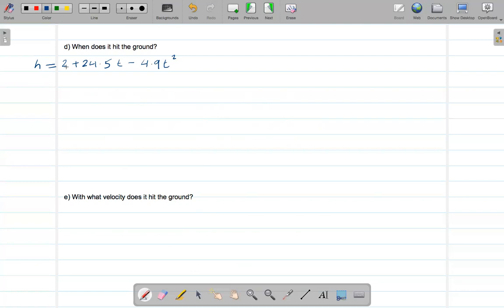When the ball hits the ground, that means the distance, the position, is basically zero. This function defines at what position the ball is at a certain time. Since we are saying the ball is on the ground, to find how long it takes, h is going to be zero.